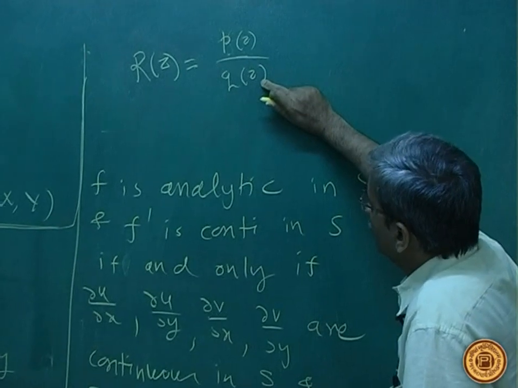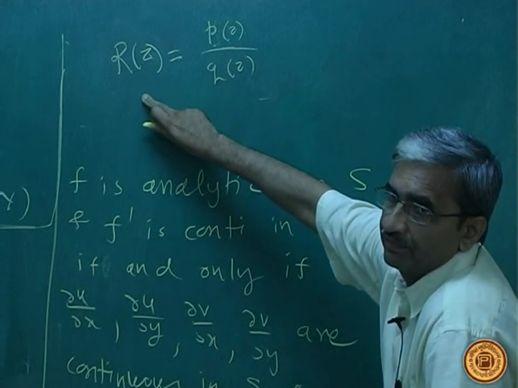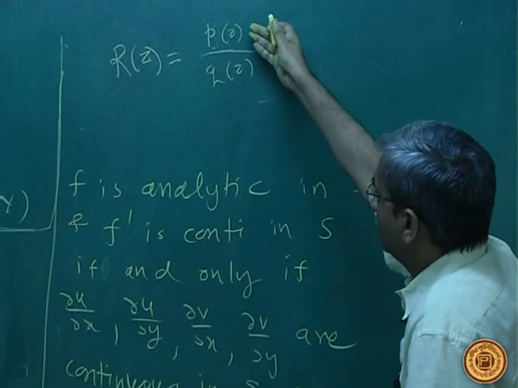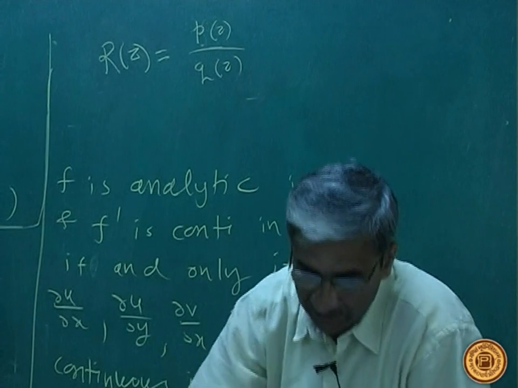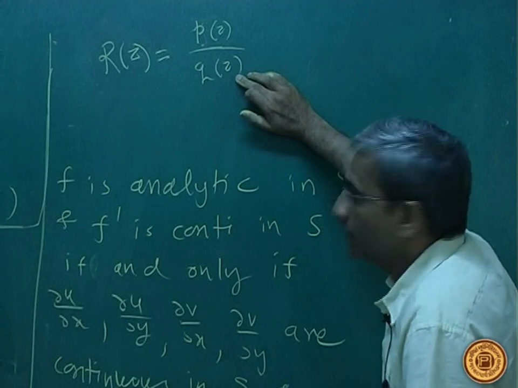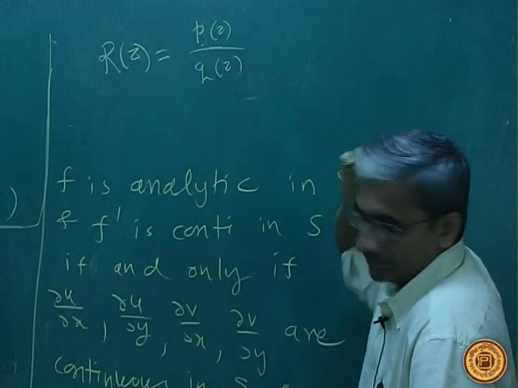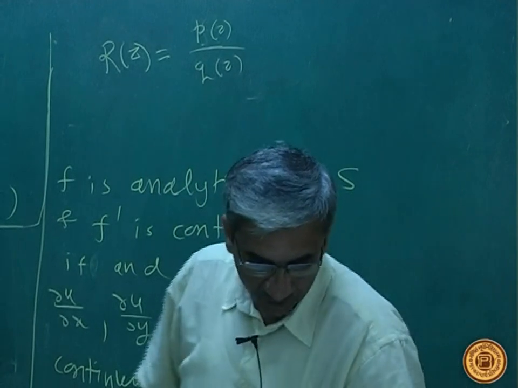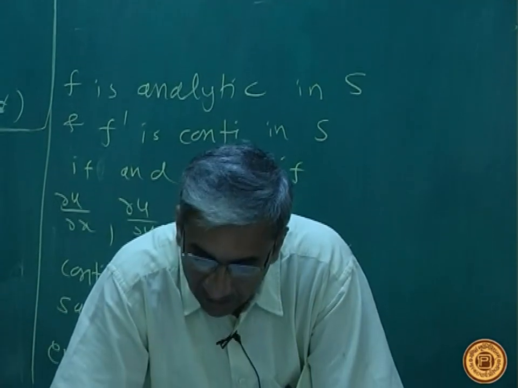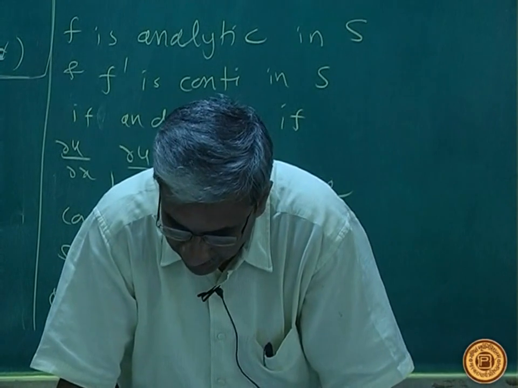wherever q is 0, r is not defined, and where q(z) is non-zero, r is differentiable. So the zeros of the denominator you have to leave out. And then mod z square I just now discussed with you. It is not differentiable at any point except 0.